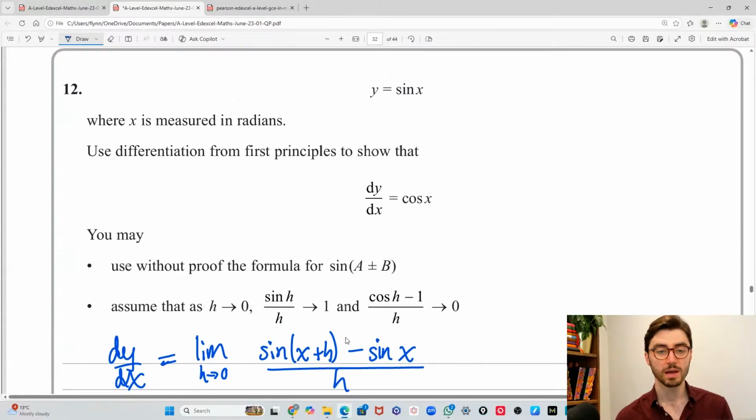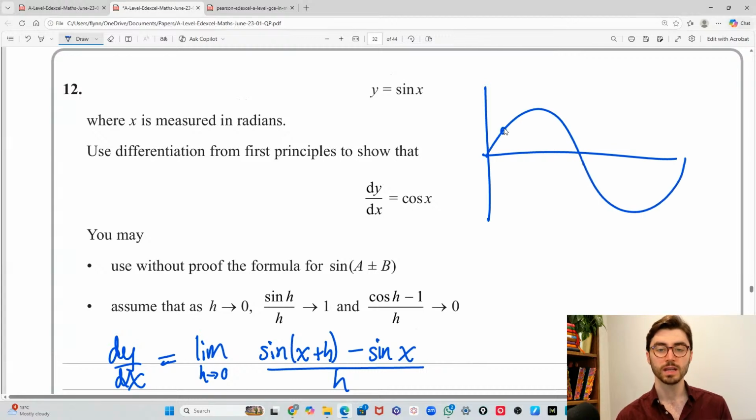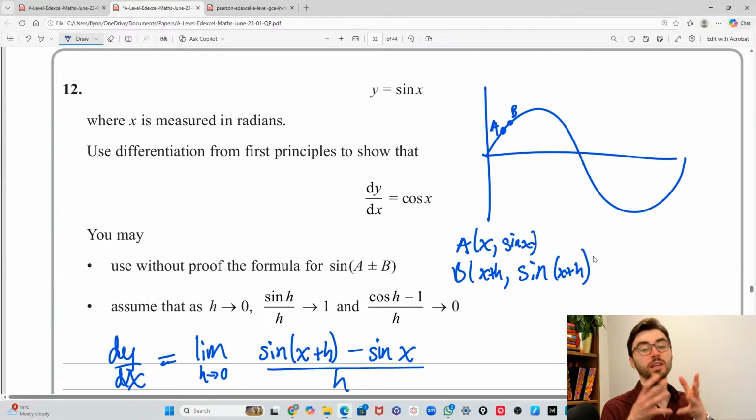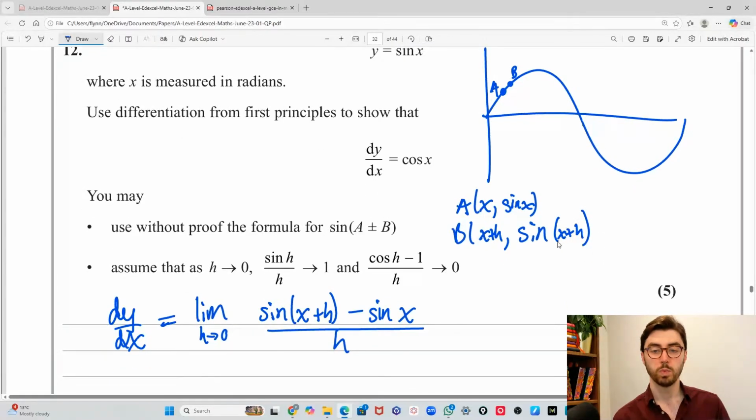If you need a primer on first principles, we know the graph of sine x looks something like this. We're going to take a point x, and a point that's just a little bit further on: point A and point B. The coordinates of A would be x and sine x, and B would be x plus h and sine of x plus h. You just take the linear gradient: the second y minus the initial y all over the second x minus the first x. So x plus h minus x, the x's cancel, and you get this. Then we take the limit as h tends to 0.